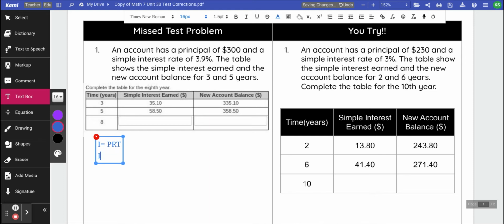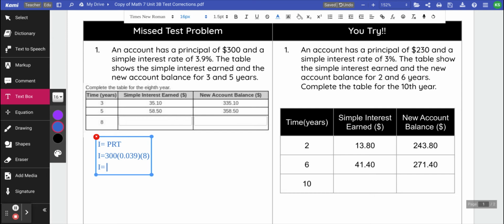I don't know the interest, that's what I want to find out, is equal to, I know the principal is $300 times, if I put the rate in a decimal, I would have 0.039. And then I need to multiply that by the time, which in this case is 8 years. So the simple interest rate is for the year. So now we just need to actually do the multiplication.